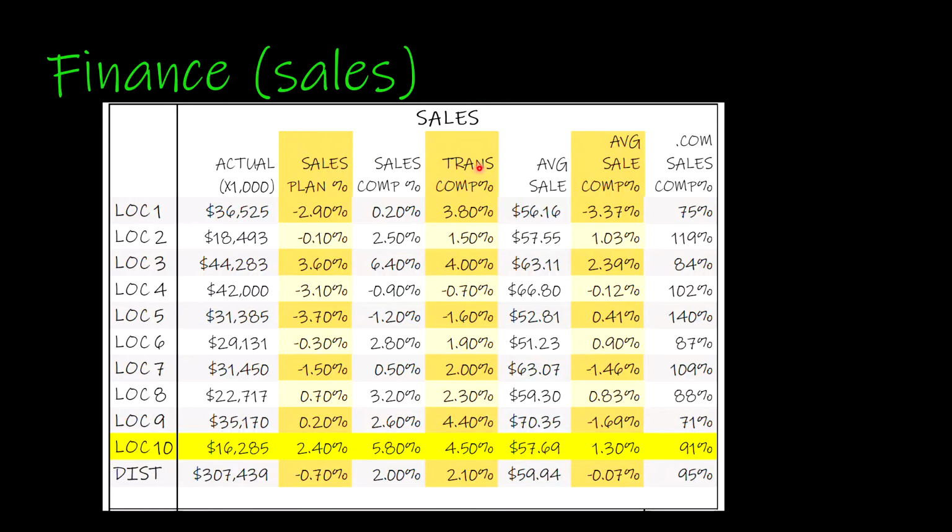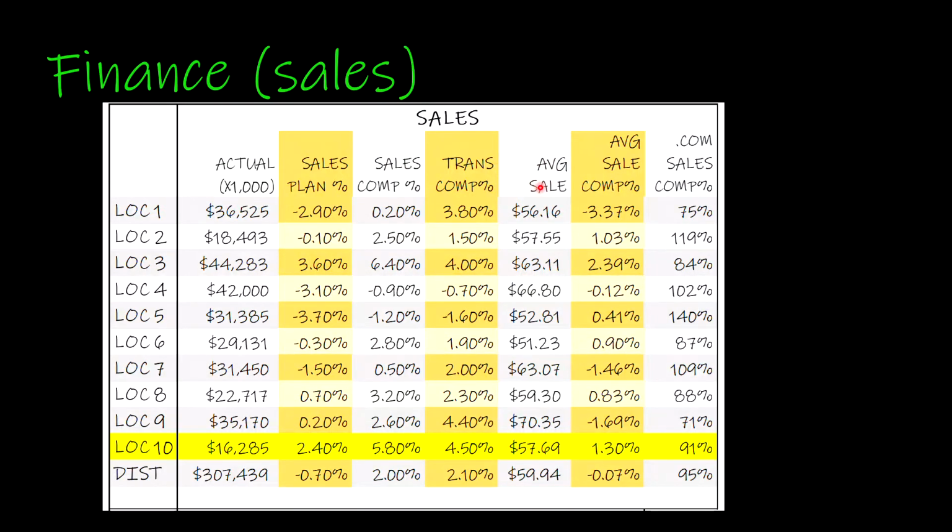Next, we have transaction comp percent, which basically is telling you how many transactions each unit is capturing compared to the previous year. So how many invoices are they running, things like that. Okay, and here location 10 is at positive 4.5%, and that's more than twice what the district average is. And as we look down the list here, it looks like that's actually the highest in the district, so it ranks number 1.